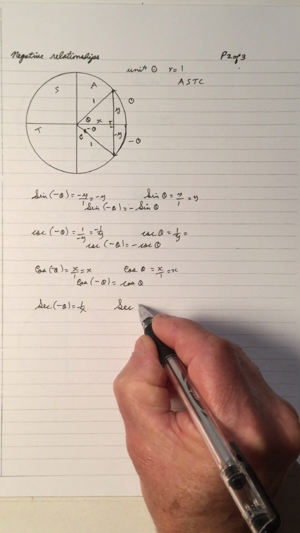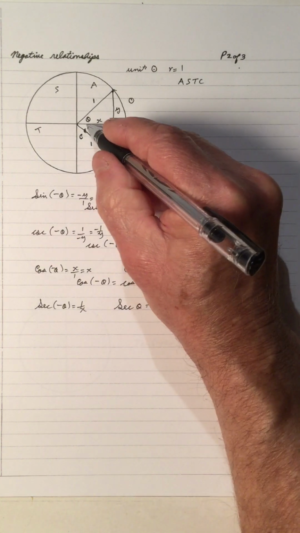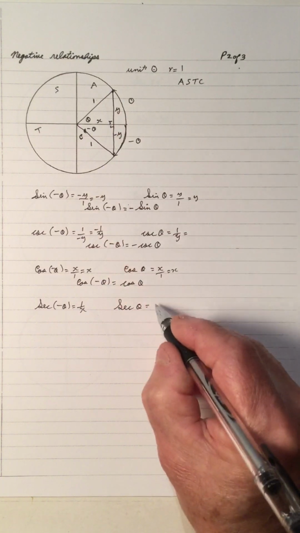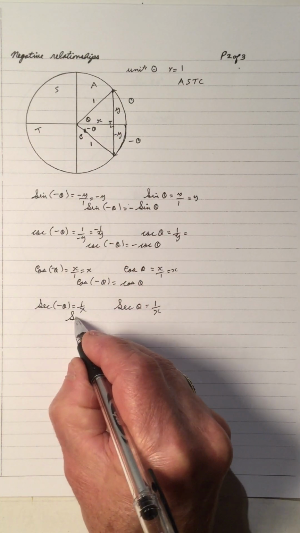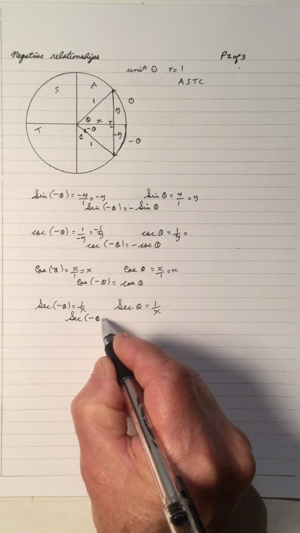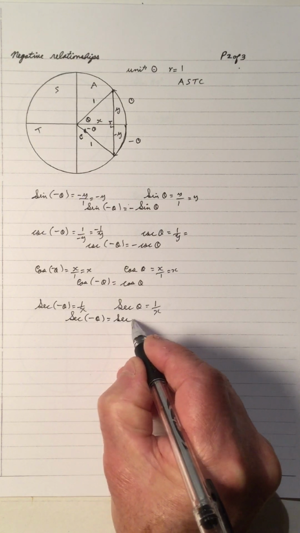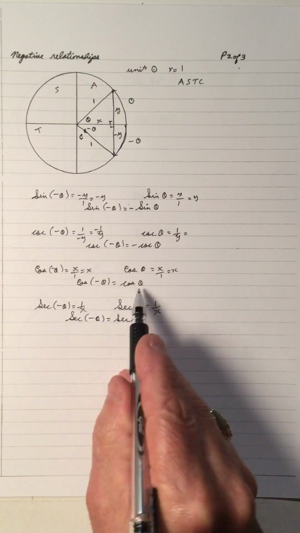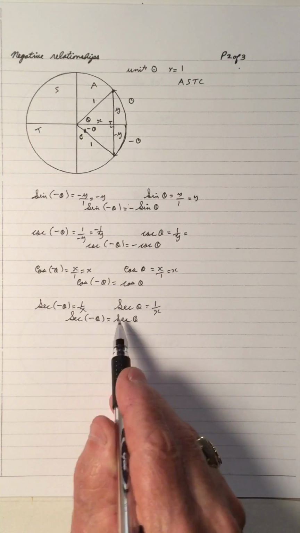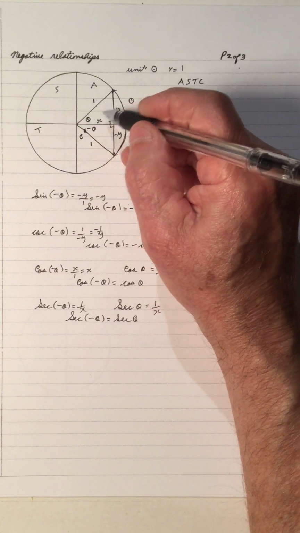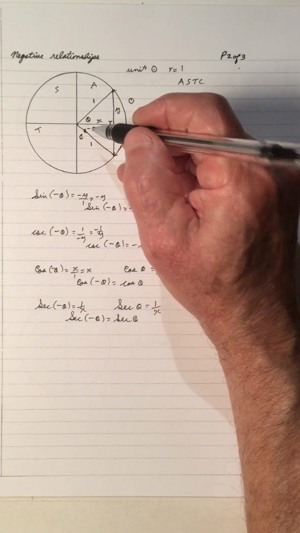And the secant of theta in quadrant 1 is the hypotenuse over the adjacent, which is 1 over x. And they're the same. So the secant of negative theta is equal to the secant of theta. Whatever cos is, secant is, because they're reciprocals. And again, with these two triangles, the reference angles are equal.